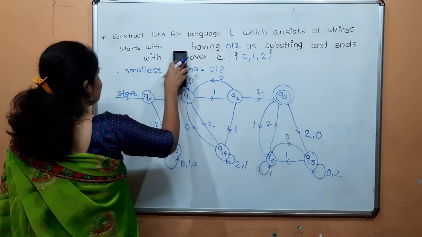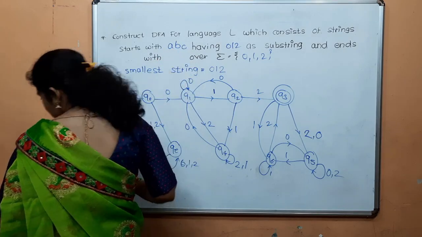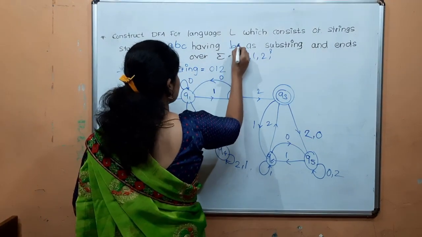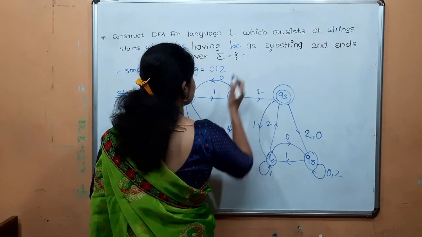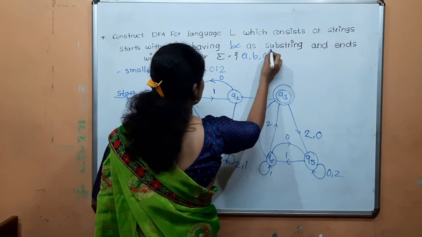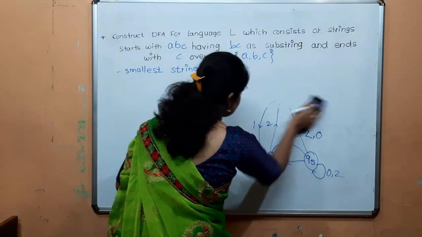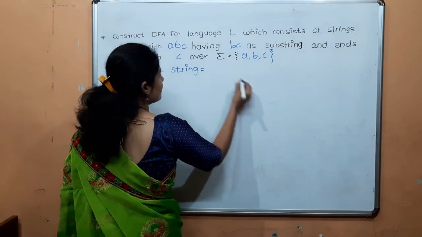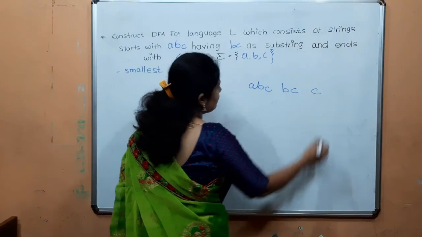Okay, next example is that the string starts with A, B, C, has BC as a substring, and ends with C over the alphabet A, B, C. See here, the smallest string will be A, B, C: starts with ABC, having BC, ends with C.